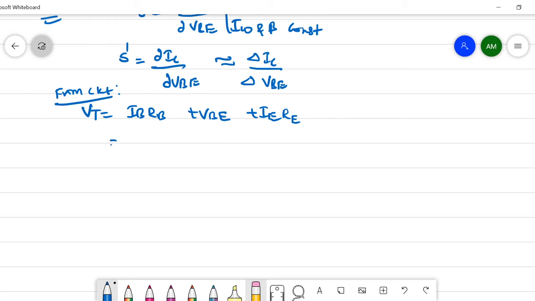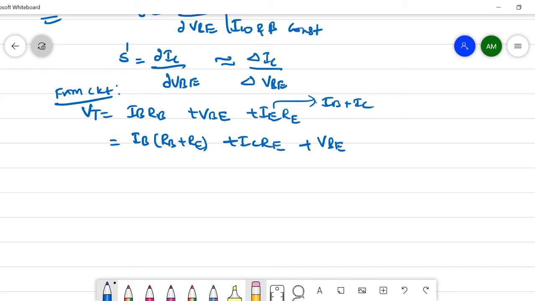So IB into (RB plus RE). Why? Because here we substitute for IE, which is nothing but IB plus IC. When you substitute this term, IB is common: IB (RB plus RE) plus IC RE plus VBE. Okay, so this is equation 1.